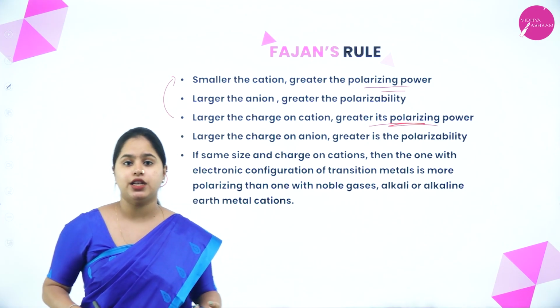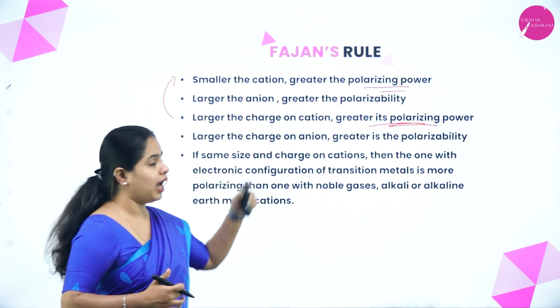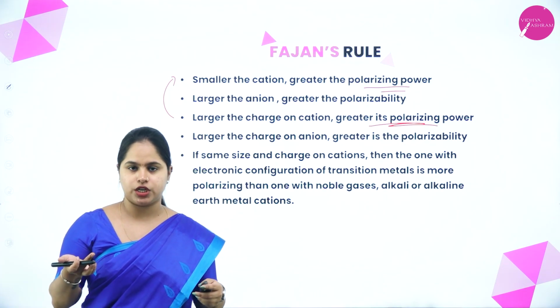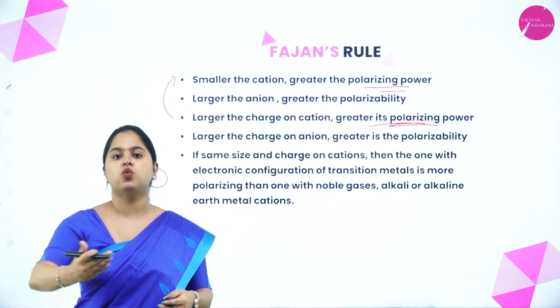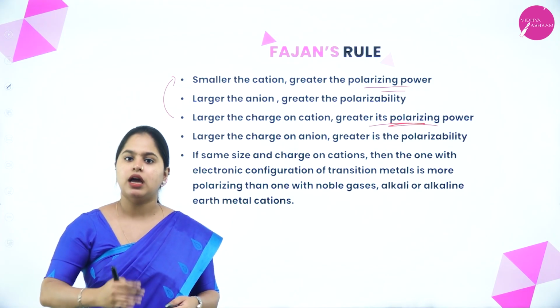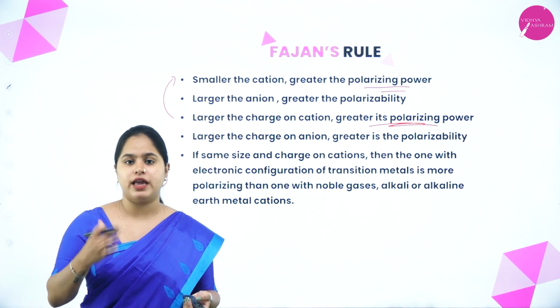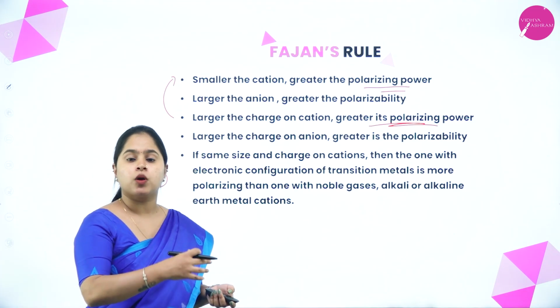Larger charge on anion means more and more electrons are getting added. Charge on anion means we know that it is negative charge, right? So if it is -1, it means 1 electron is being added onto it. -2 means 2 electrons are added onto it. That is how an anion is formed, right? So more number of electrons means, what happens?